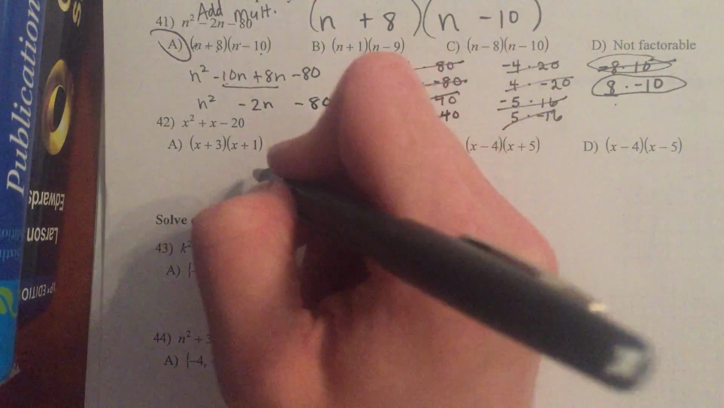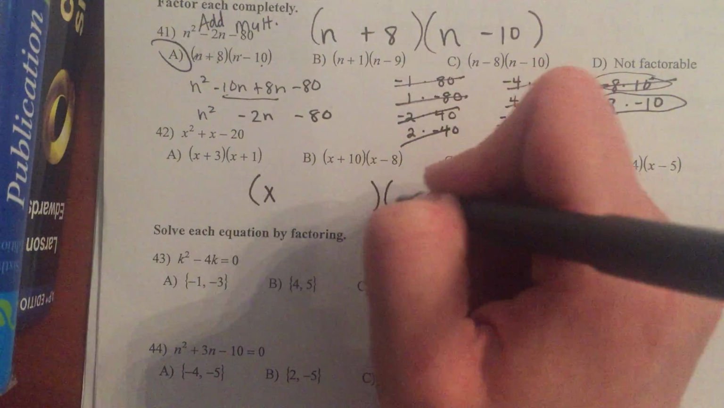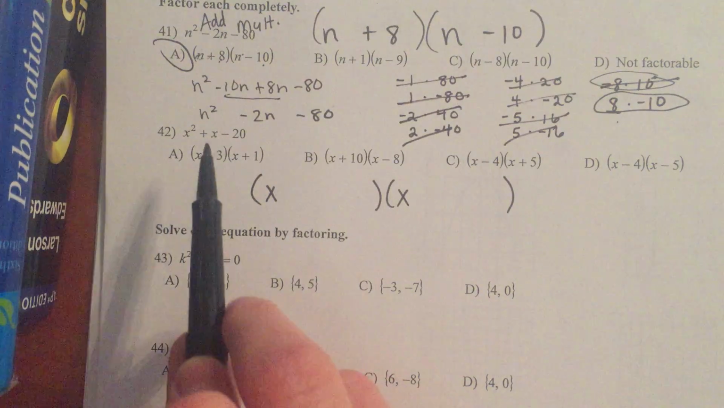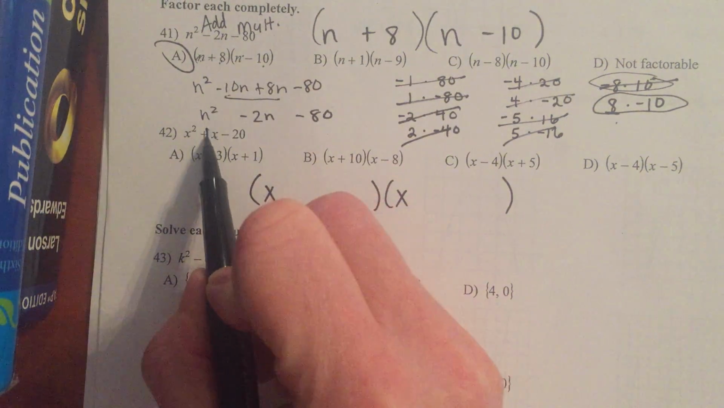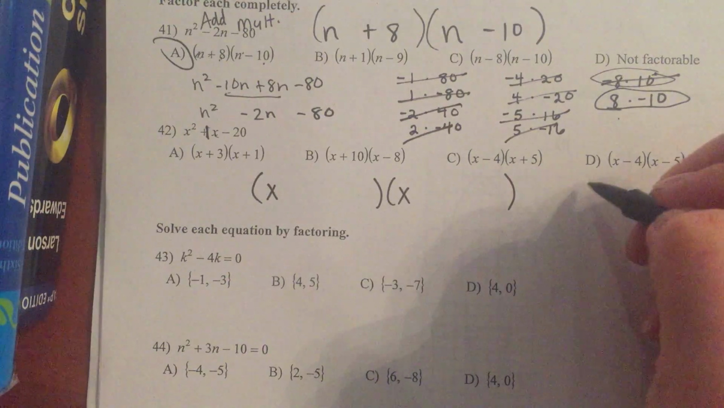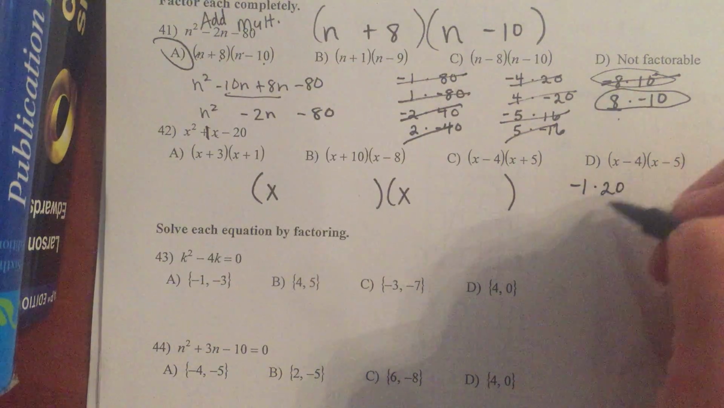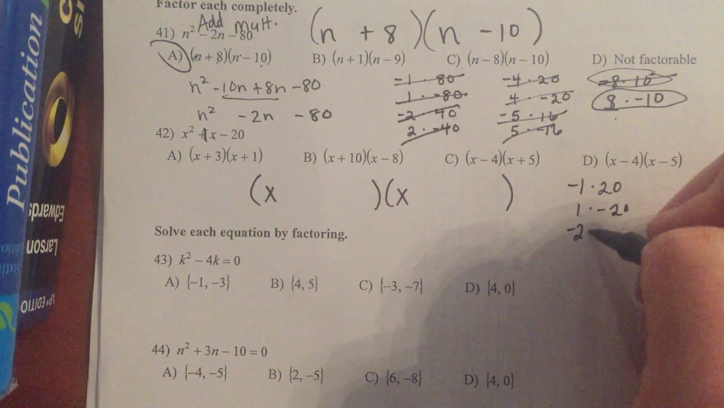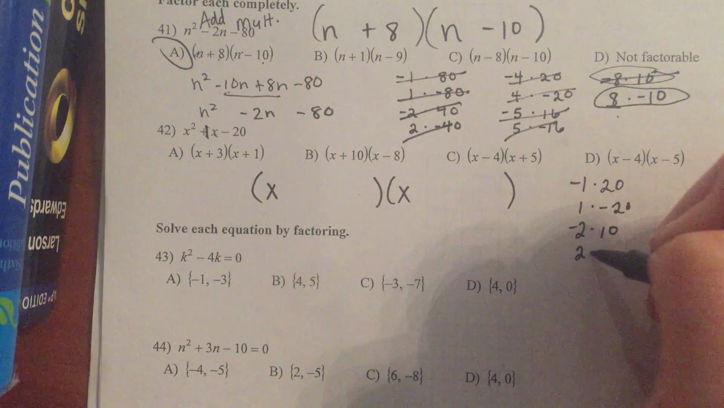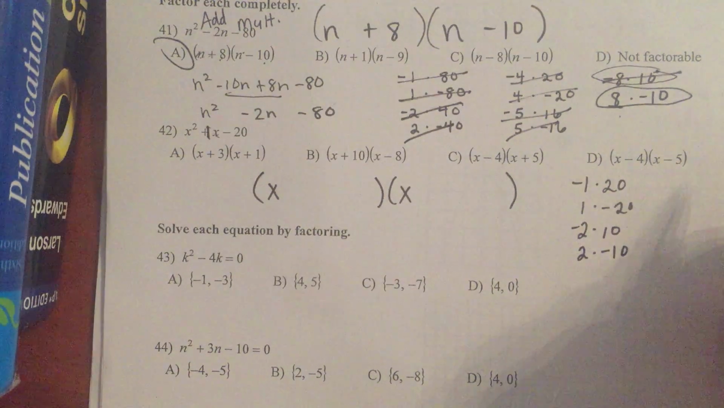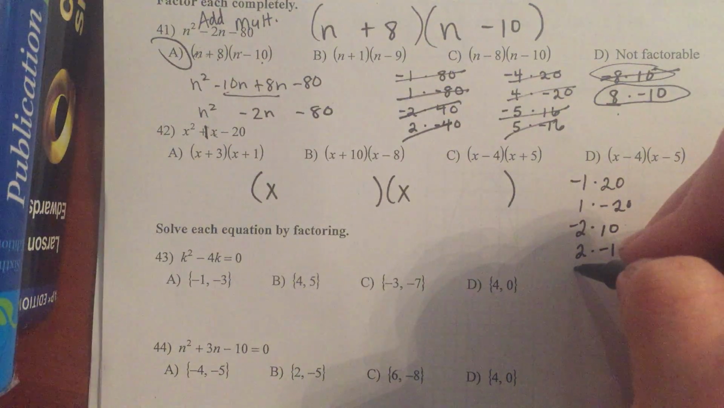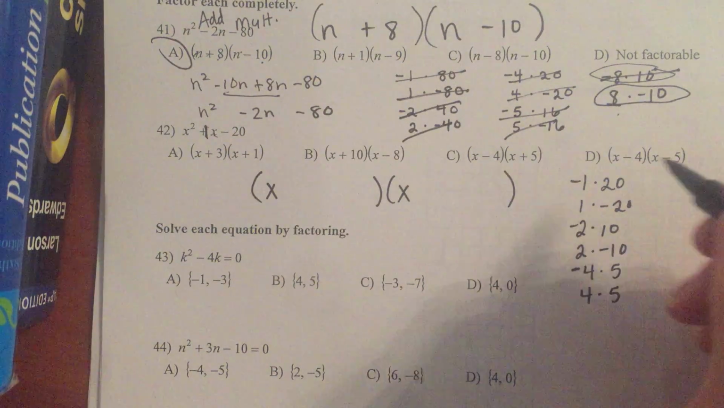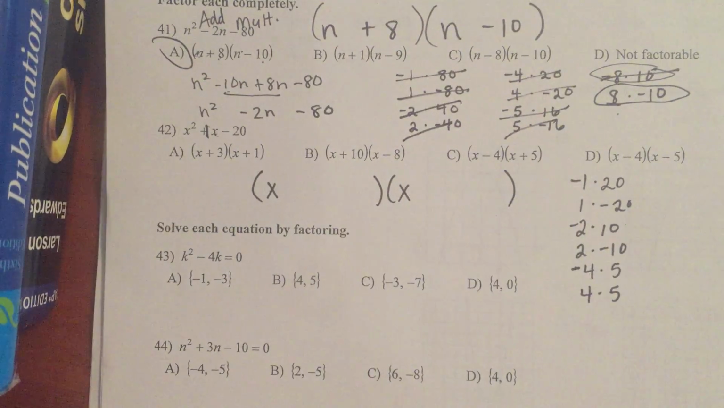Okay, the next one. Starting off with an x and an x. I'm looking for two numbers that multiply to be -20, but add to be +1. So numbers that multiply to be -20. There's -1 and 20. 1 and -20. -2 and 10. 2 and -10. 3 doesn't go into 20, but 4 does, so -4 and 5. 4 and -5, and then I've hit all the possible numbers that I can.